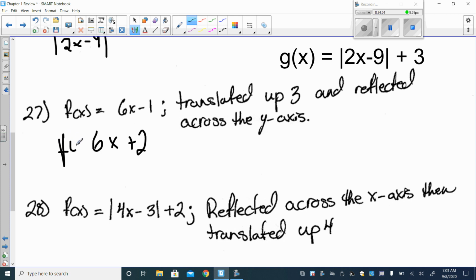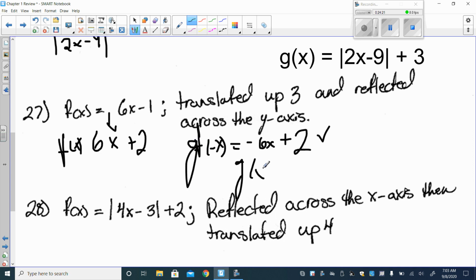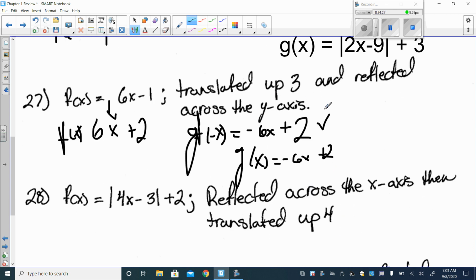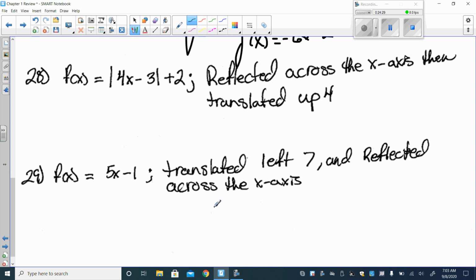Now to reflect it across the y-axis, we would take f of negative x, so we'd plug negative x in for x. And so we'd plug it in right here. So that would make it negative 6x plus 2 would be our final one, or we can call it g of x, is our negative 6x plus 2. And that's all we'd have to do for that there, because across the y-axis is just changing the value of x from positive to negative.